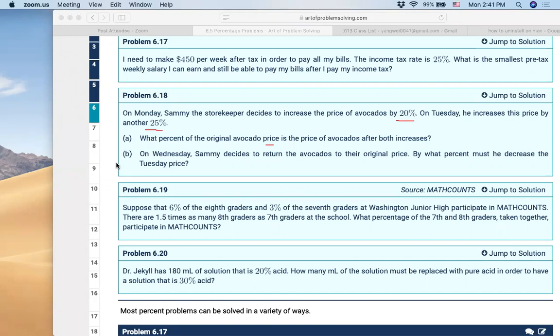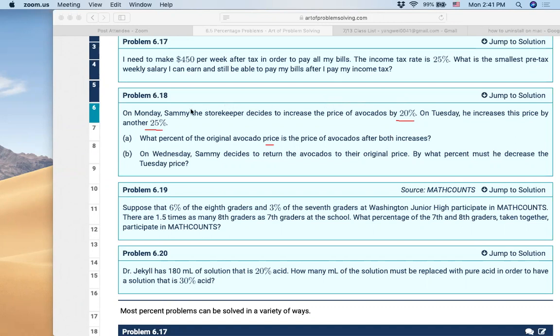Jasmine, your answer is wrong. How did you get 45%? I just added them together. No, if you do it that way, that's wrong. Lily and May, I think, got it correct. It's not exactly just adding these two numbers together. You should do it this way.